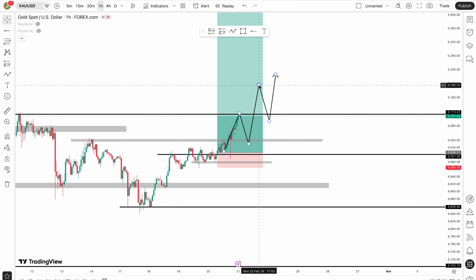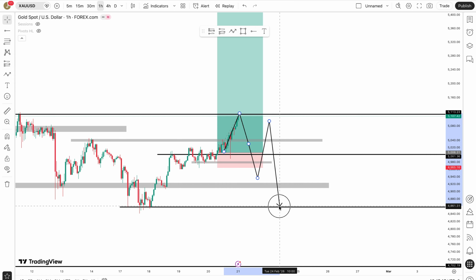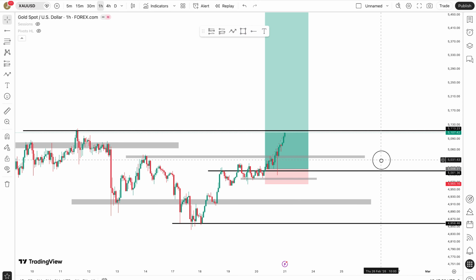The market might just come back down and do something like this, right? Break this and then just continue selling off, right? It might do this instead. But that is my anticipation for next week. I am currently holding this trade.